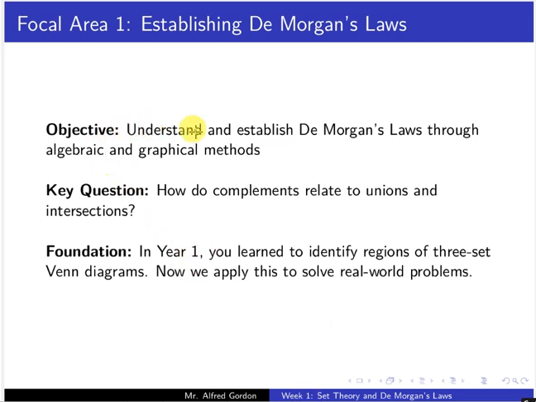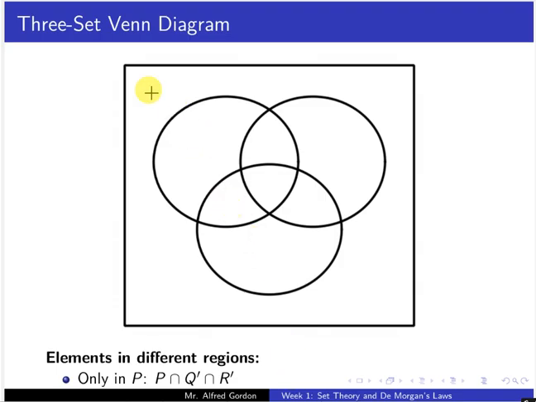Now, focal area 1: establish De Morgan's laws. The objective for this focal area is to understand and establish De Morgan's laws through algebraic and graphical methods. Key question: how do complements relate to unions and intersections? We learned in year 1 how to identify regions in the three-set Venn diagram. Now we apply this to solve real-life problems. Let's find out.